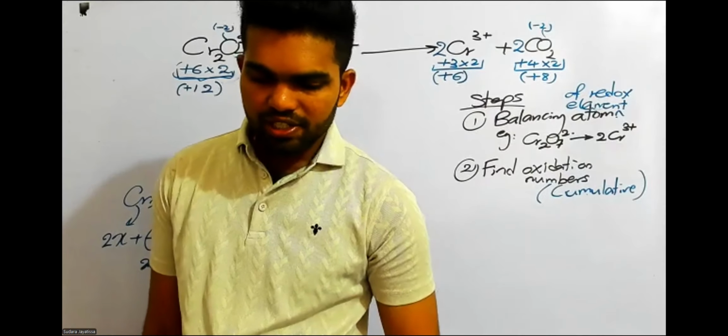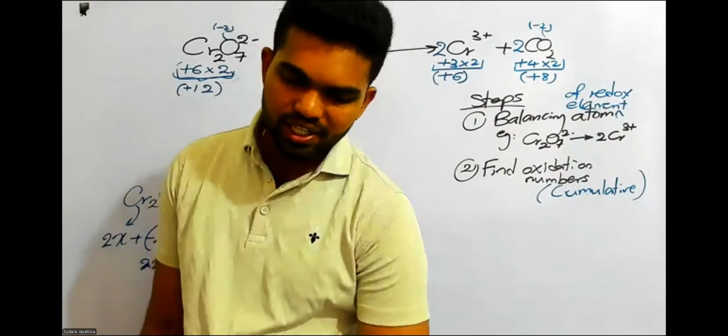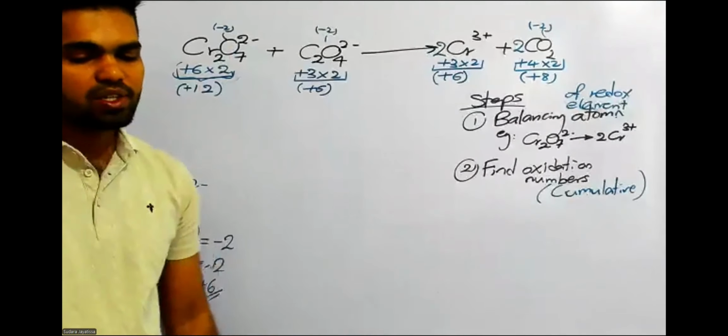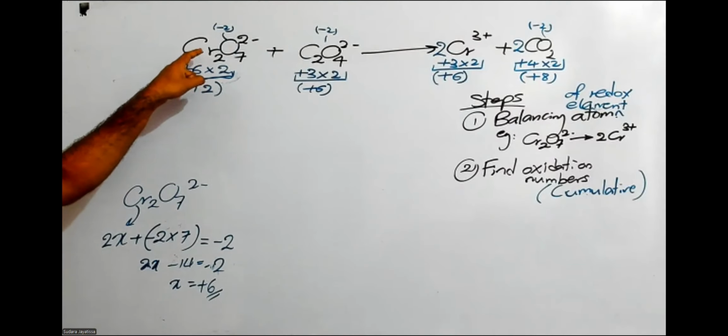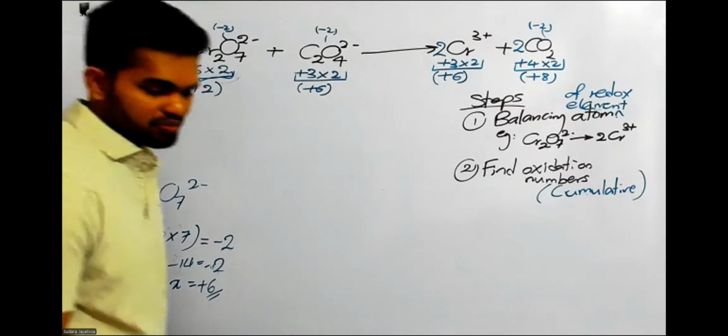Yeah, it is very simple. If there are several atoms, you need to find cumulative oxidation numbers. So one of your friends is asking, how should we know whether we need to find cumulative? It's simple. Why? Because if there are two chromium atoms here, then you need to find cumulative.